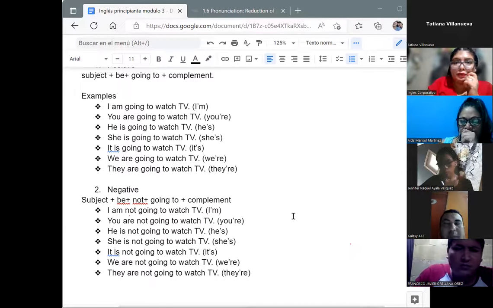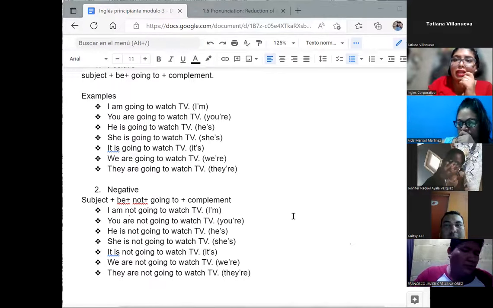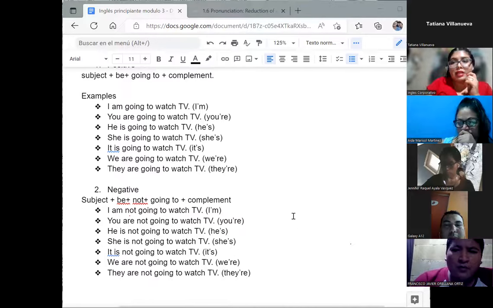Let me see. Denise, Claudia acaba de compartir el enlace del documento. Si lo puede abrir en este momento porque ella hizo el favor de compartirlo. Pero a ver si puede accesar el documento.